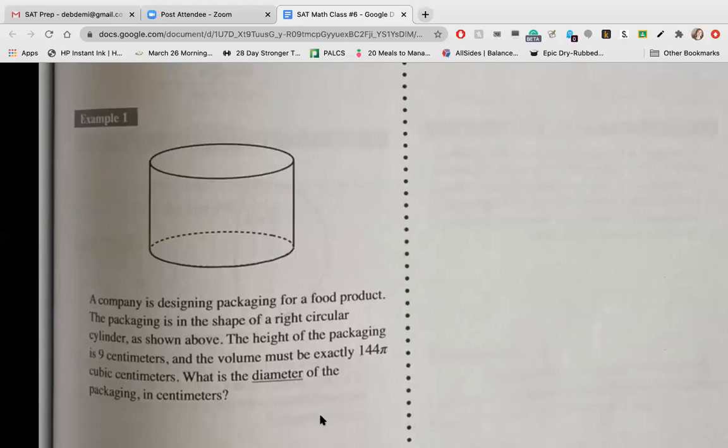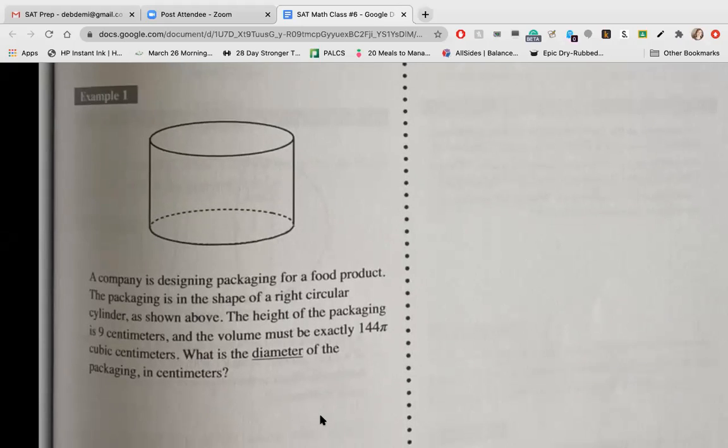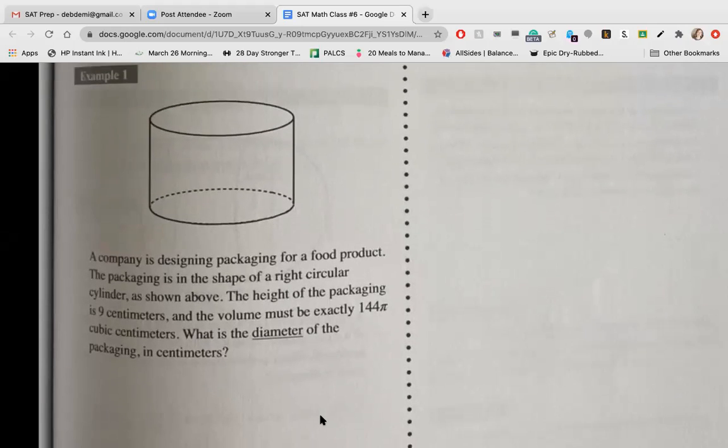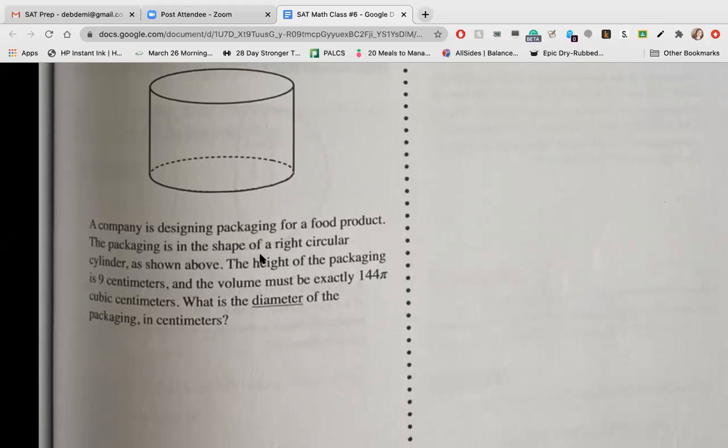So let's see if we can do these. Some are super easy. They give you everything and you just have to put it into the formula. These are not quite so easy, I don't think. So let's get the formula out. The formula for a cylinder is volume equals pi r squared. That's the area of the circle, because you have to take the area of the circle times the height. So get that out. Know it. Don't have to look at it on the day of the test.